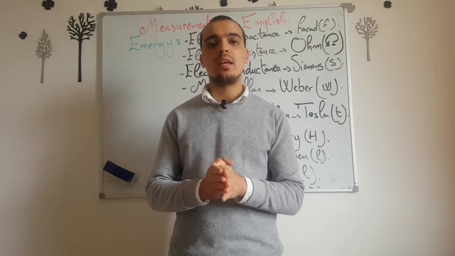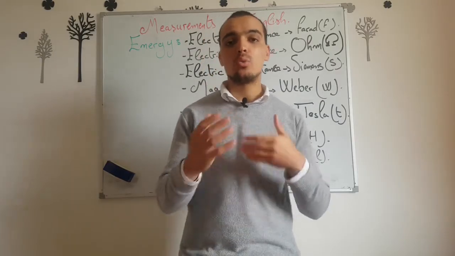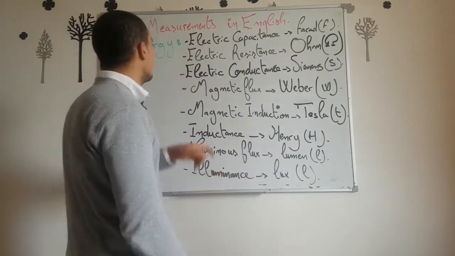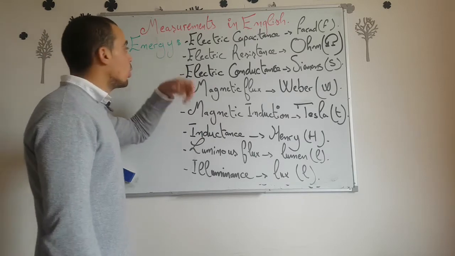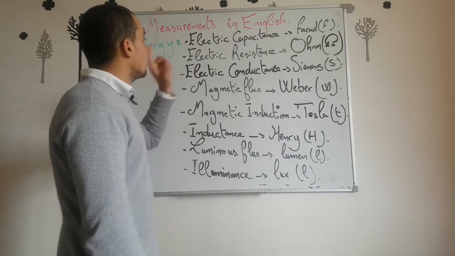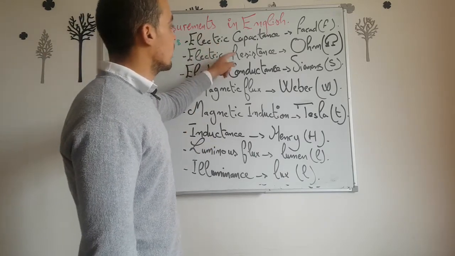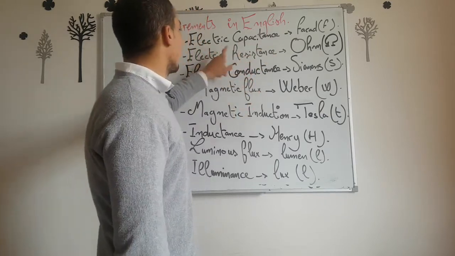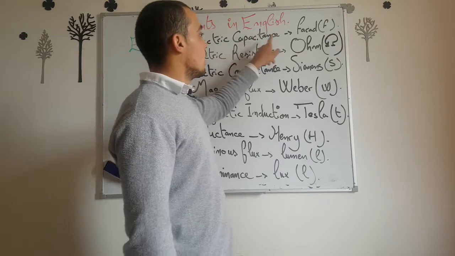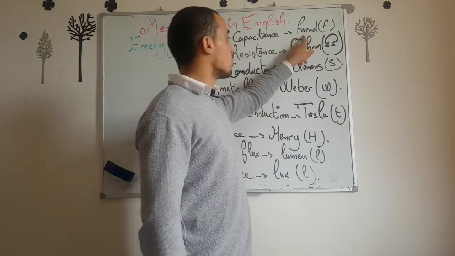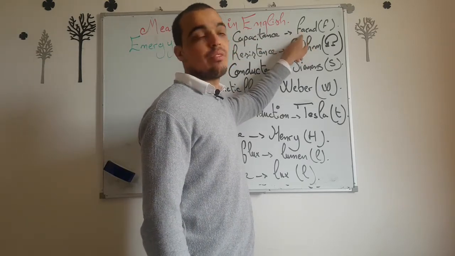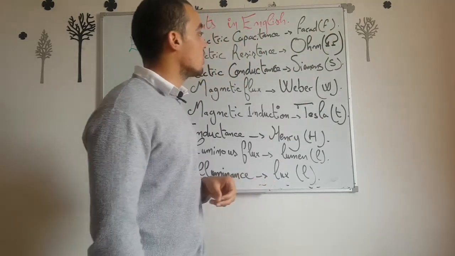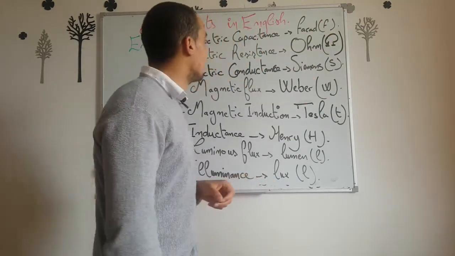Our list is a little bit longer as we have other measurements and units that we use to measure the different types of energy. Continuing with the electric capacitance, the main measurement used is called the farad, and its abbreviation is the F.